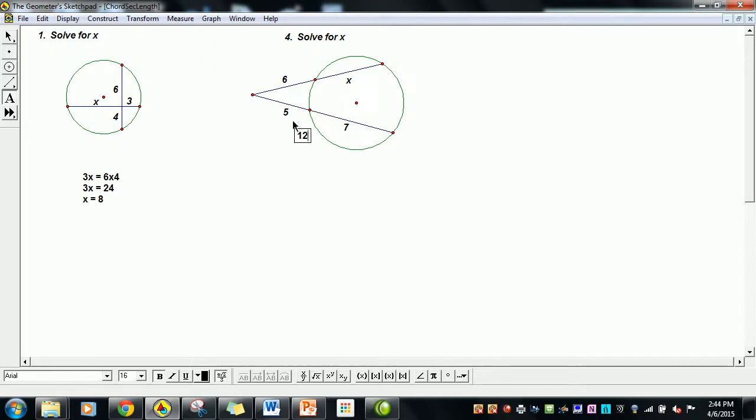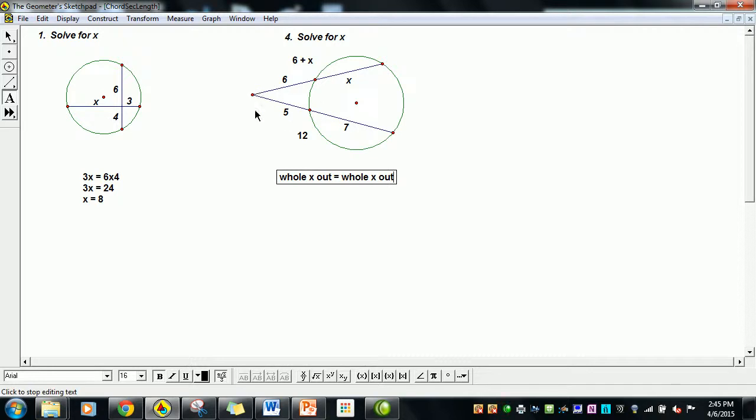And then for this secant, the whole piece is going to be 6 plus x. The outside piece is going to be 6. So I'm going to use the secant rule, which says whole times out equals whole of the other one times out.